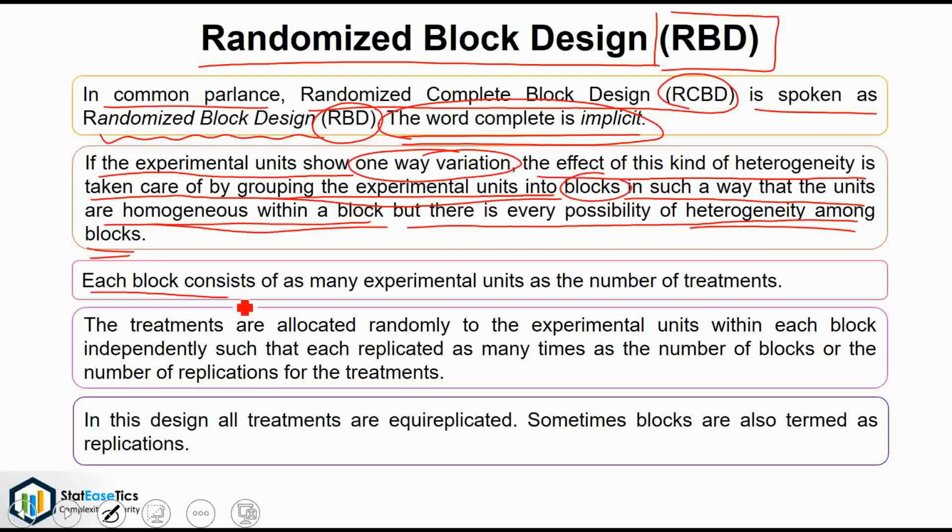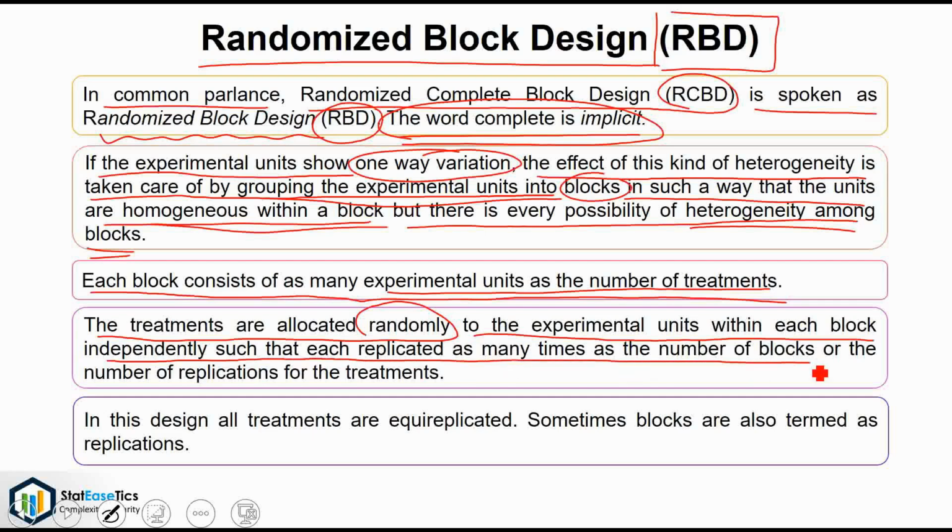Each block consists of as many experimental units as the number of treatments. The treatments are allocated randomly to the experimental units within each block independently such that each is replicated as many times as the number of blocks, or the number of replications for the treatments. In this design, all the treatments are equi-replicated. Sometimes blocks are also termed as replications.